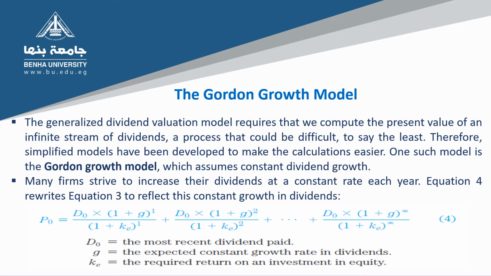Now, equation 4 you see rewrites equation 3 to reflect the constant growth in dividends, where D0 is the most recent dividend paid, g is the expected constant growth rate in dividends, and KE is the required return on an investment in equity.